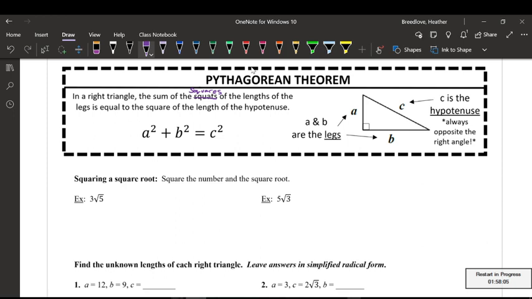So first we're going to practice squaring a number with a square root. If there's a radical and you need to square it, then you take the whole thing and put it in parentheses, squared. Say the length of a side of the triangle was 3 times the square root of 5, and you want to use the Pythagorean theorem, you have to square it. You just square both pieces: you square the 3, and you square the square root of 5. So this is 3 squared times the square root of 5 squared.